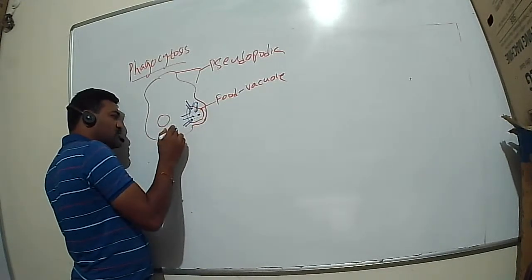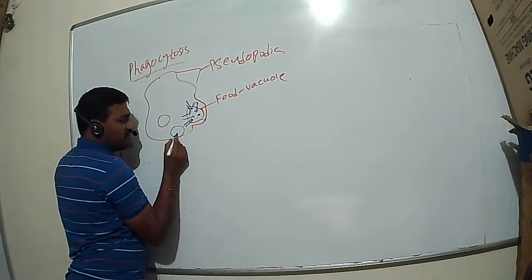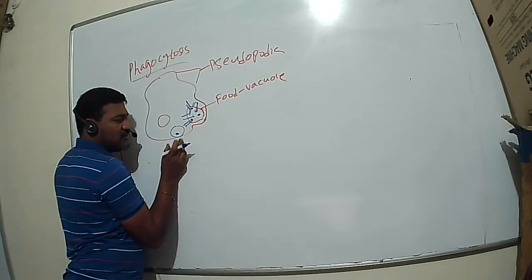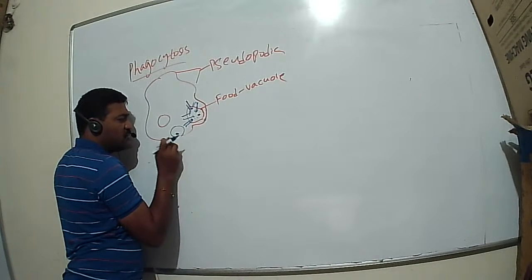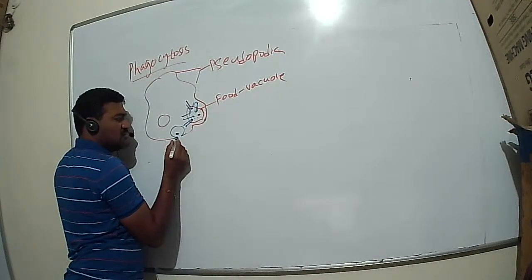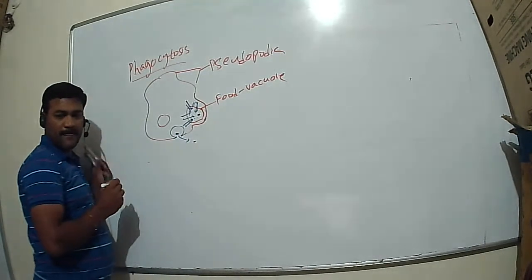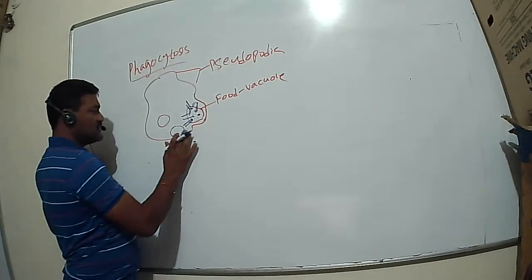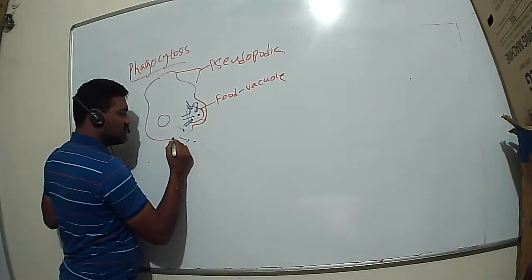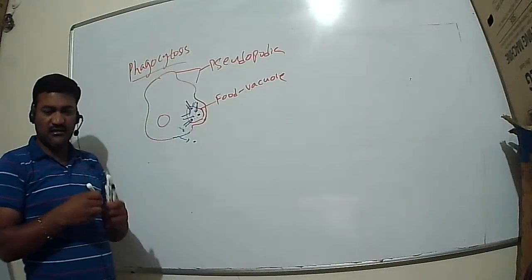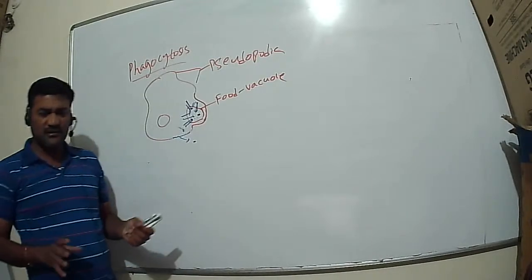The food vacuole will be pushed to one corner, and finally, let us say this is the waste material. The food vacuole will come to the boundary, and it will join with the boundary like this, and dispose of it outside. And soon that part is repaired again. That's it, like that. So it's very simple.